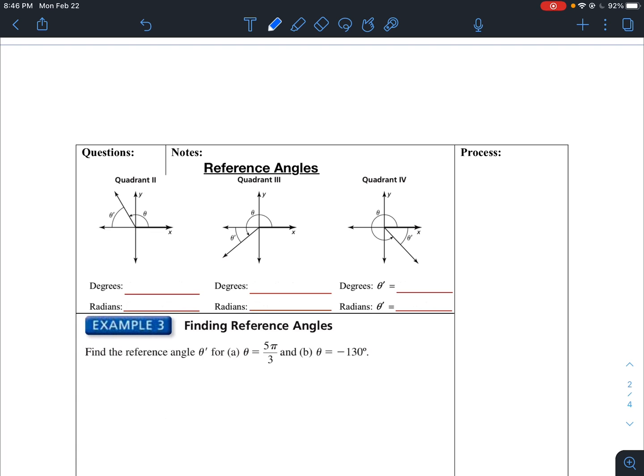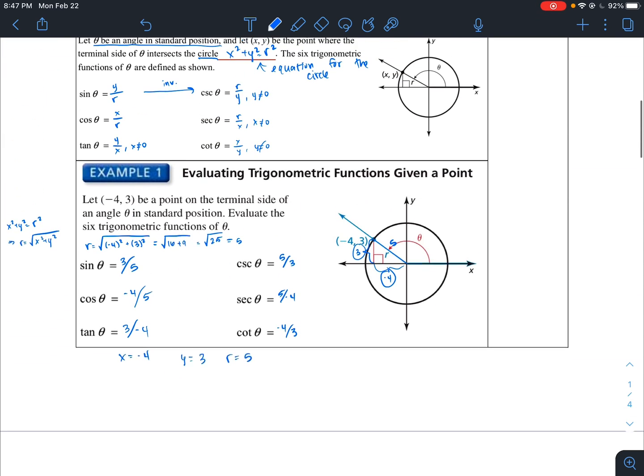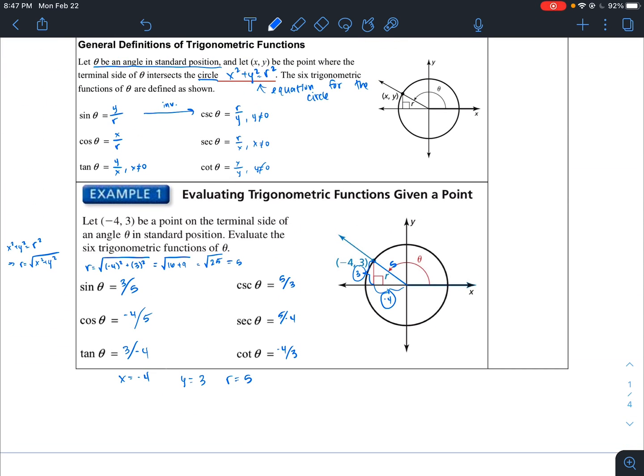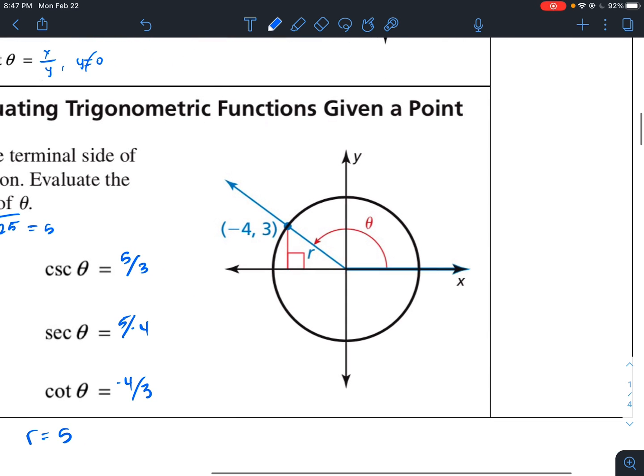Now, if you remember, last time at the end of class we briefly talked about reference angles. So let's review what a reference angle is. Using this as an example, this right here is what we call our angle. That's the angle created from the initial side to the terminal side.